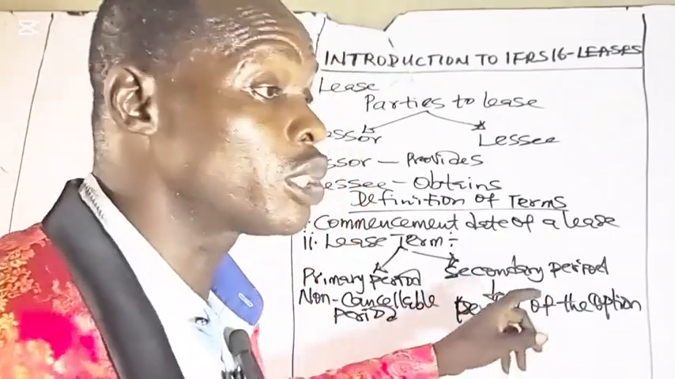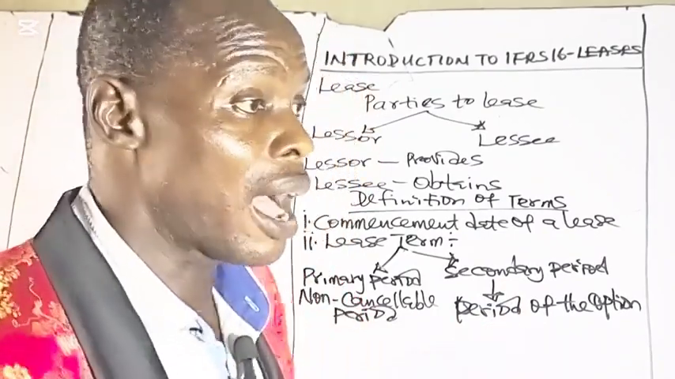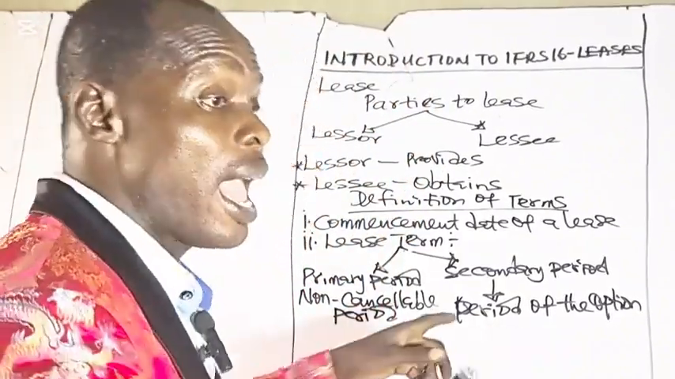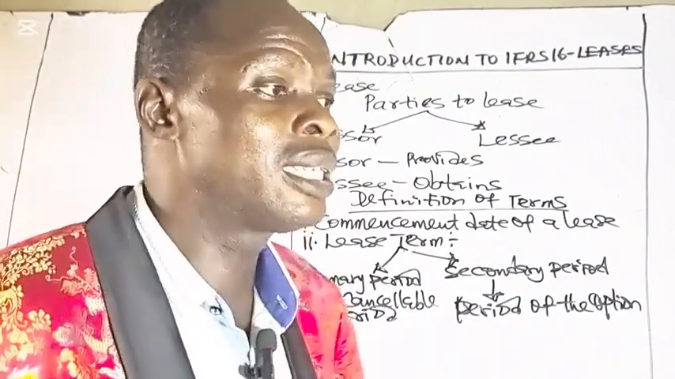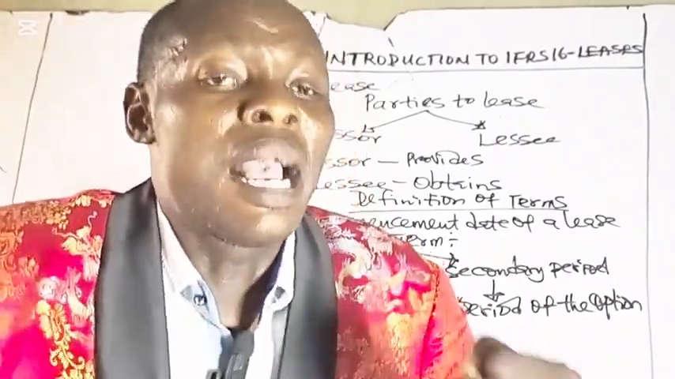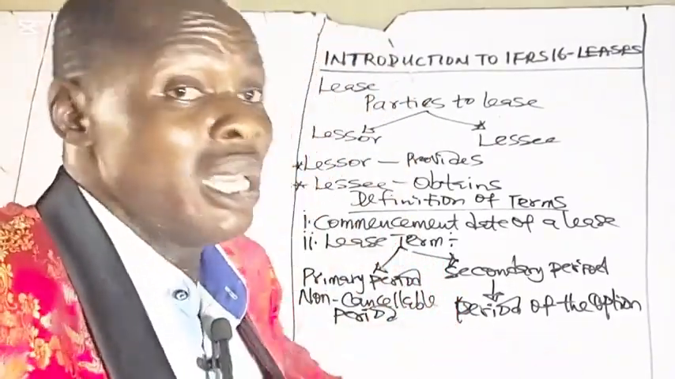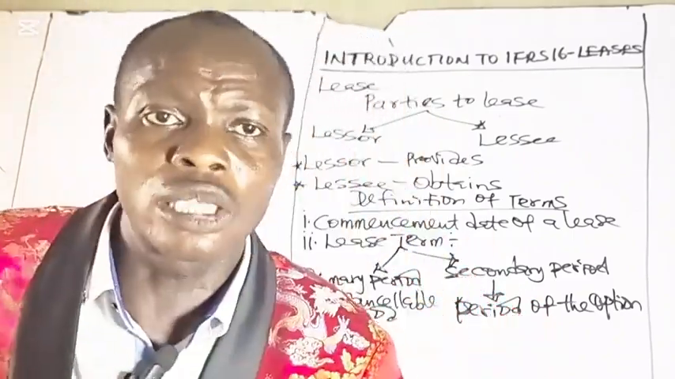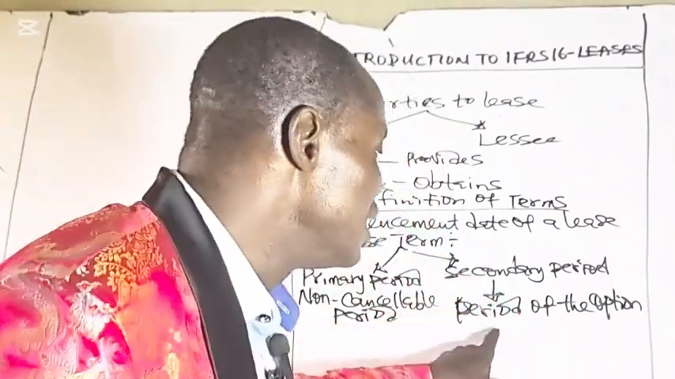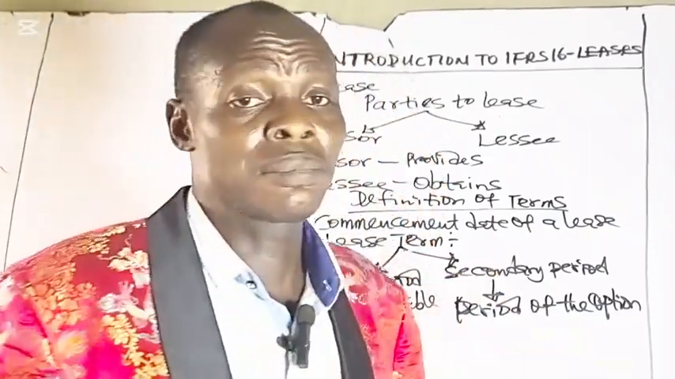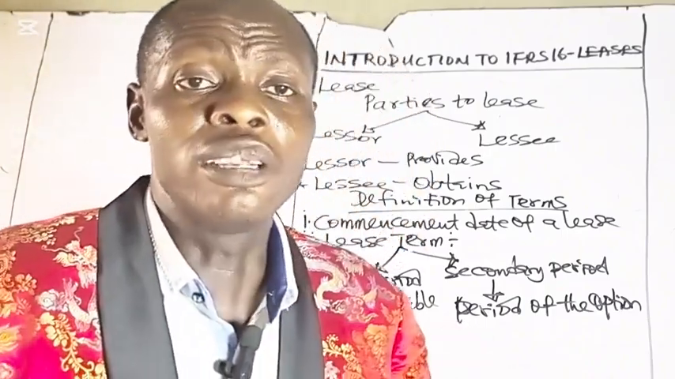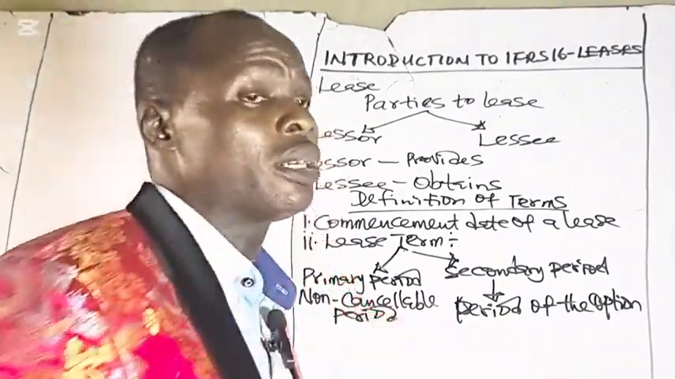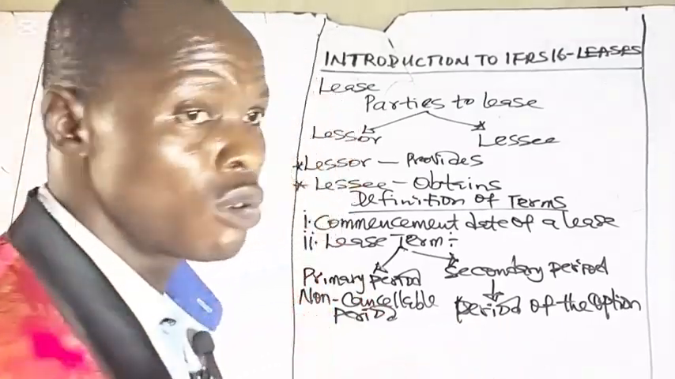So this period of the options will be divided into two. You have the option to exercise the lease. That is, if the lessee is certain to exercise the option. The lessee is certain to exercise the option where the payment for the period of the option is very small compared with the amount payable in the non-cancelable period. So the amount that we pay here will be very small.